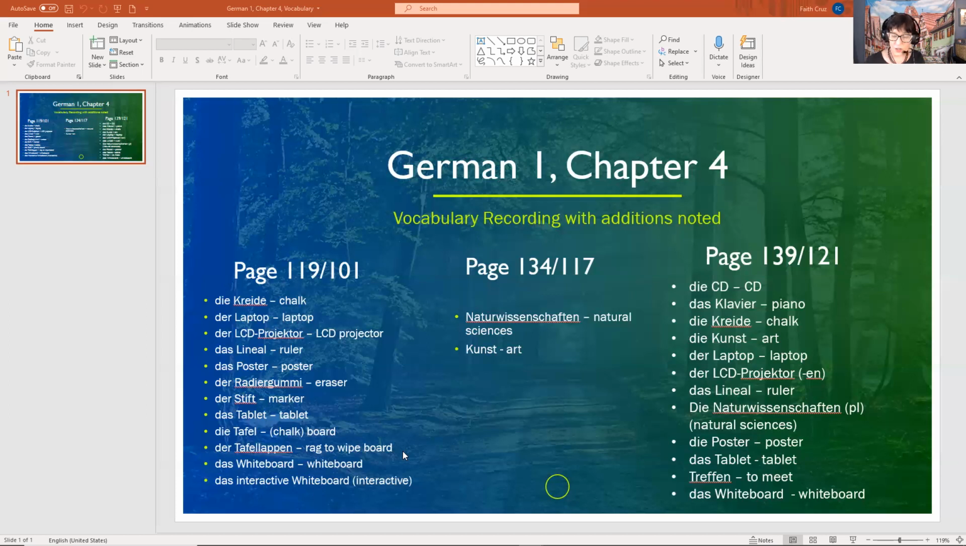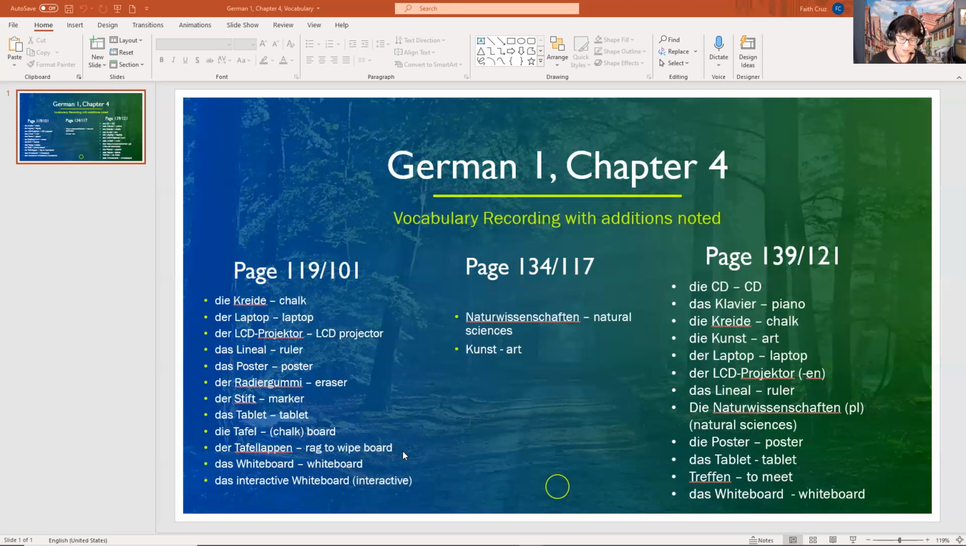Klingeln, klug, Kuli, Kunst, Laptop, Landkarte, lang or lange, langsam, langweilig, Latein, LCD-Projektor, and then Lehrer, Lehrerin, leicht, lernen. So lernen can mean to learn, but it also can mean like to study. So like ich lerne Deutsch could be like I'm studying German.